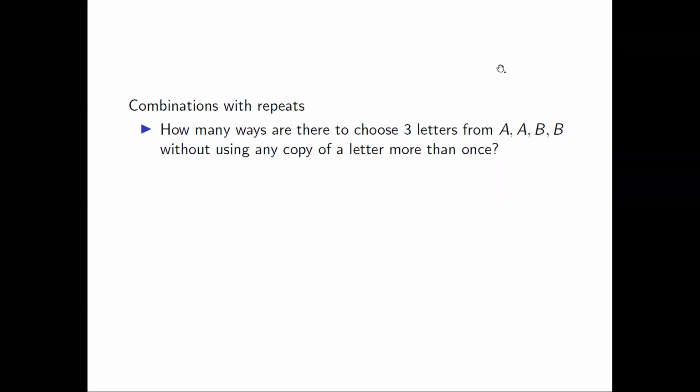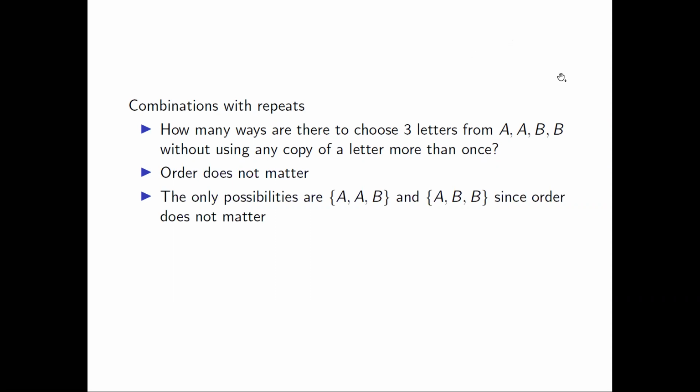So we're going to try to count these number of combinations where we allow repeats. The order still does not matter here. And for this problem, it's simple enough that we can just list all of these combinations out where we choose 3 letters. So the only possibilities are going to be AAB and ABB. Again, because order does not matter, and because we only have 2 copies of each letter to use, and we need to pick 3 total letters. So the answer we're looking for here is just 2.